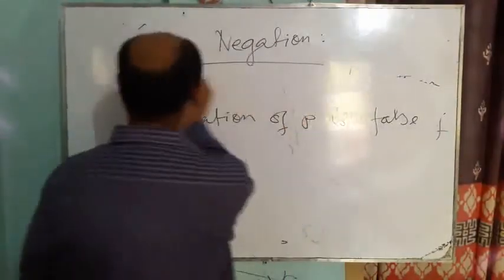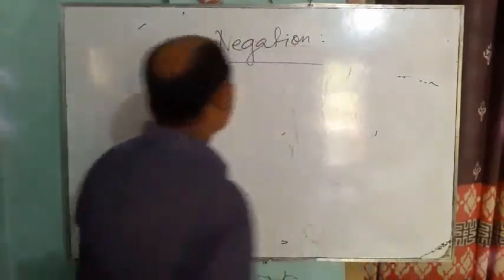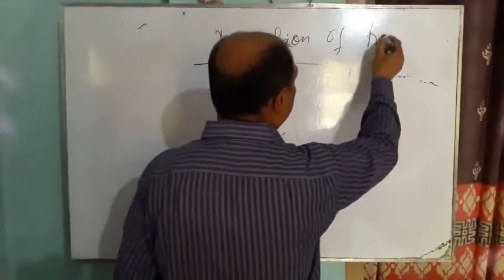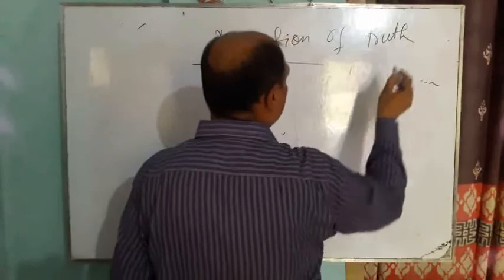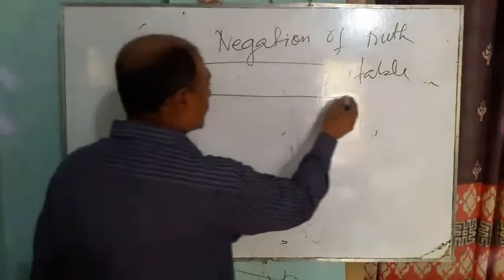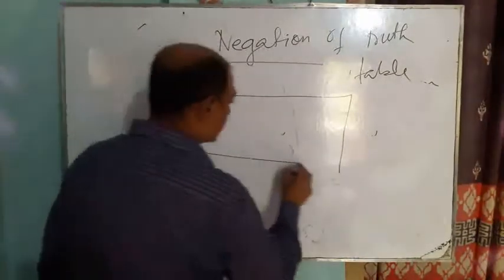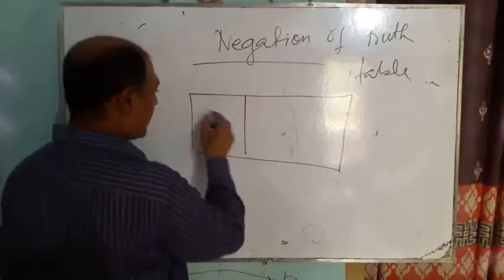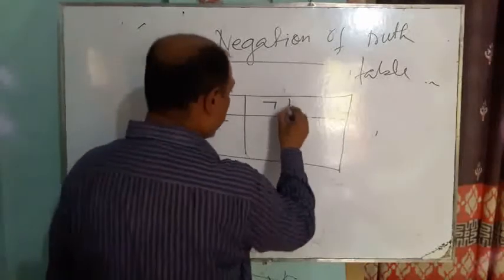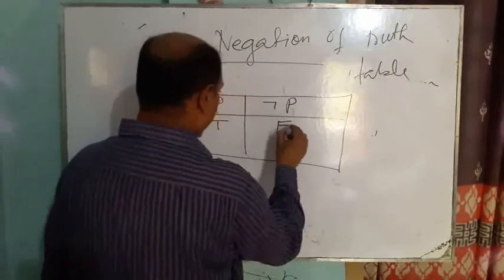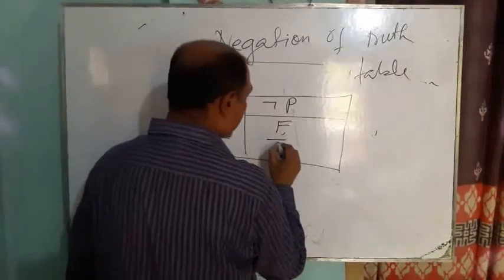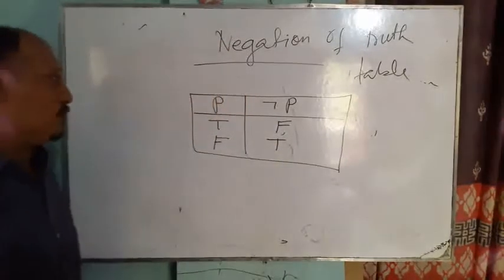Truth table of negation. Let P be true, then the negation of P is false, and P is false, then the negation of P is true.